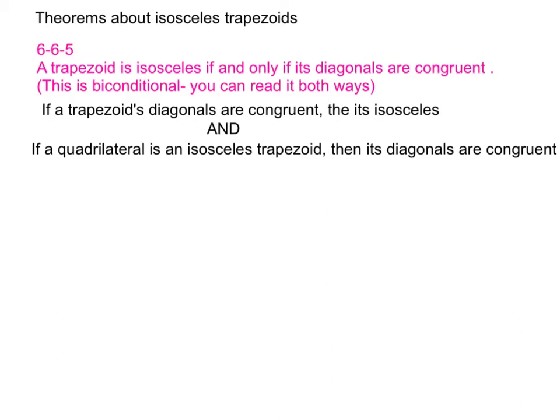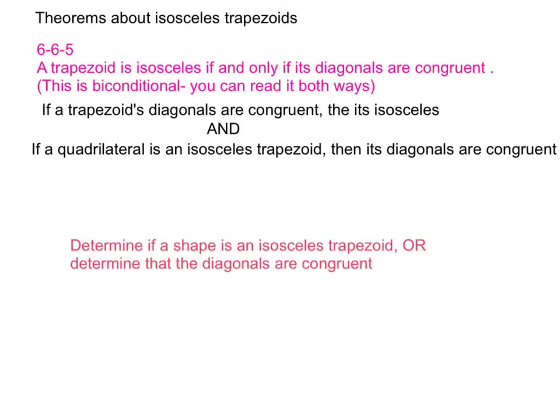So what you can do is determine if a shape is an isosceles trapezoid. That's with this first half. Or you can determine that the diagonals are congruent. That's the second half of this biconditional statement.